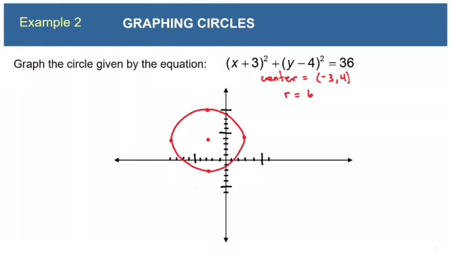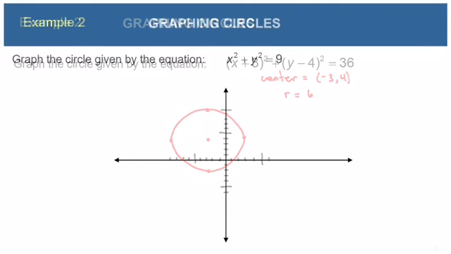That's about as good as I can do freehand, but that's how you draw a circle. First find the center, then put a point for top, bottom, left, and right, and then use that as a guide to draw your circle around.